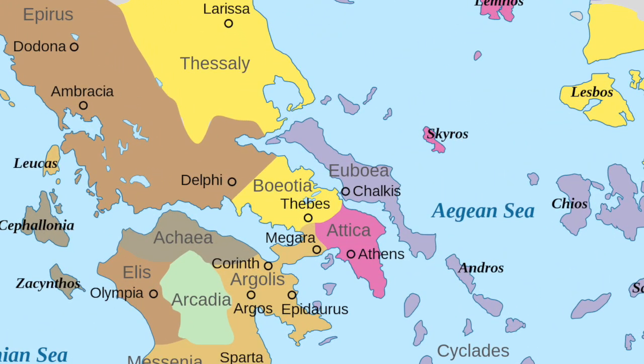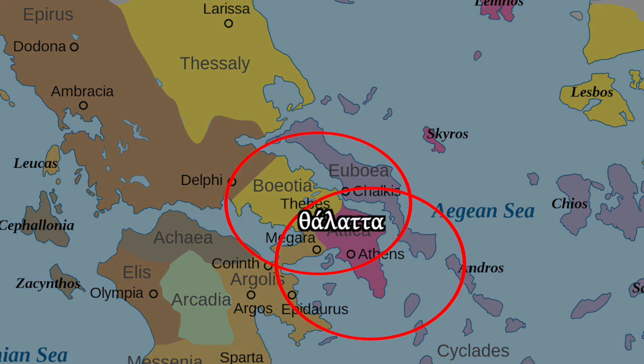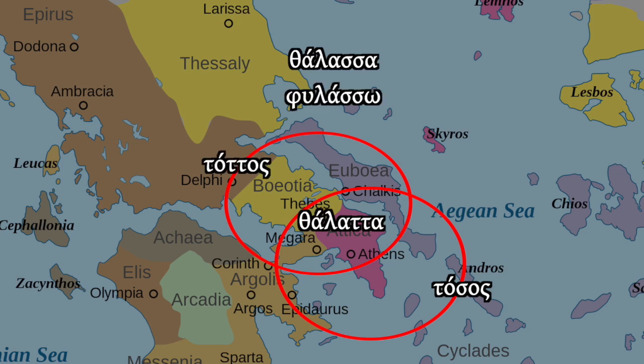Except that it also has a lot in common with Attic. Boeotian, which is a dialect of the Aeolian dialect, says talatta for sea, just like Attic, whereas it's talassa in the other dialects. Attic has tosos, like the rest of Ionic, but Boeotian has totos, more like West Greek, while Ionic says purasso, and Attic and Boeotian has purato.